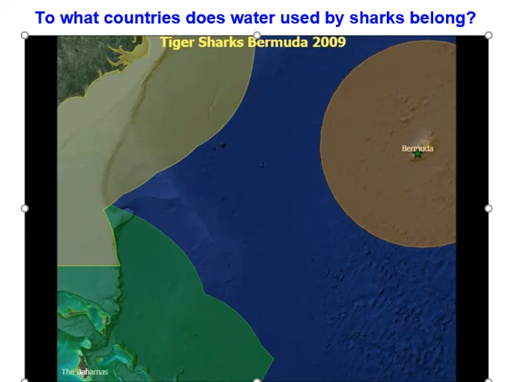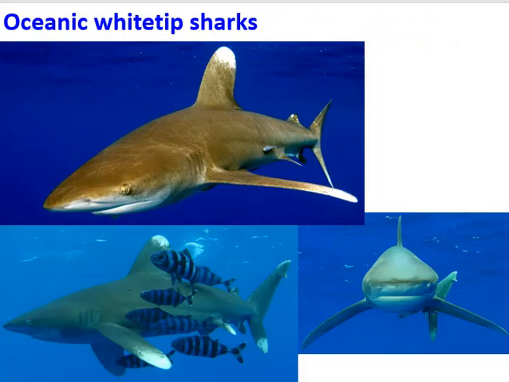All right, well, that is a good place to stop for this first half of the lecture, because in the next part, we're going to talk about these three different species of sharks: oceanic white-tip sharks, mako sharks, and tiger sharks, and see how each one of these different species moves around in the ocean.